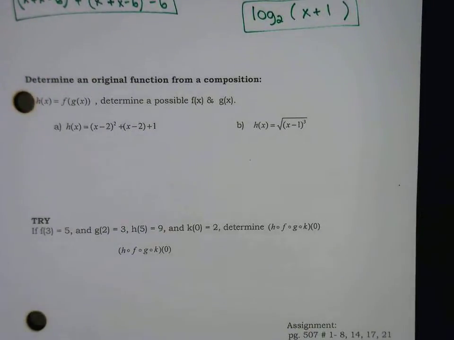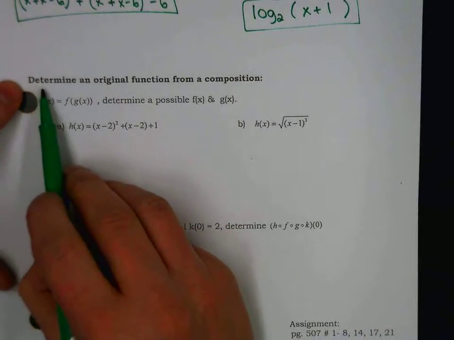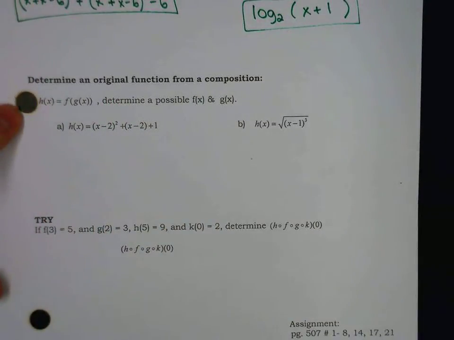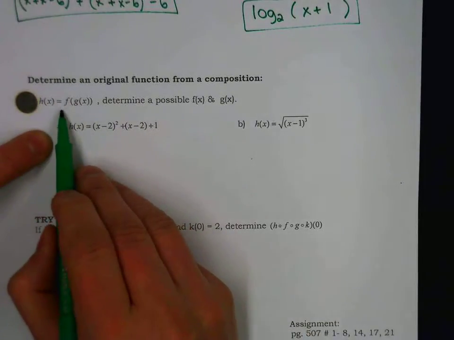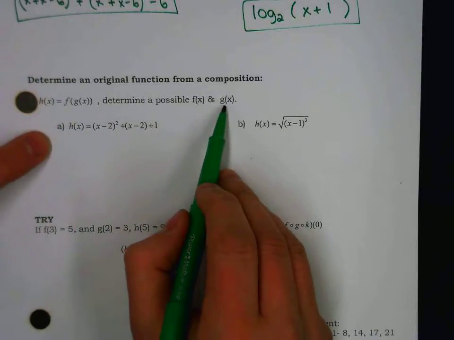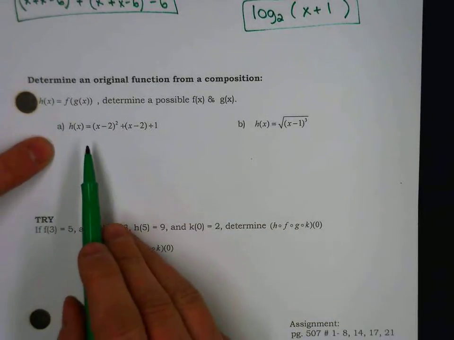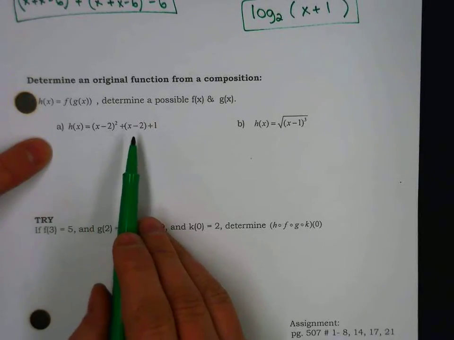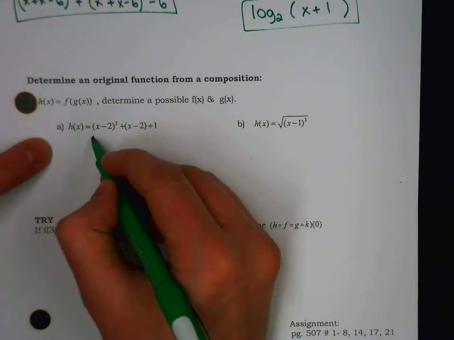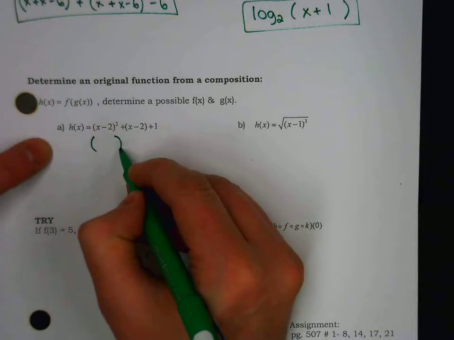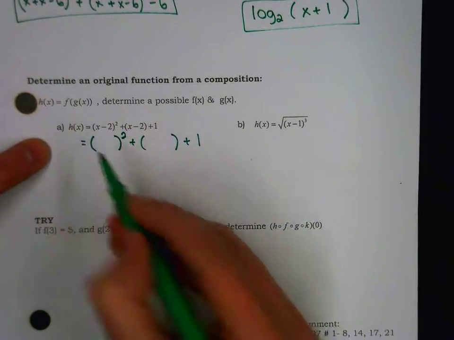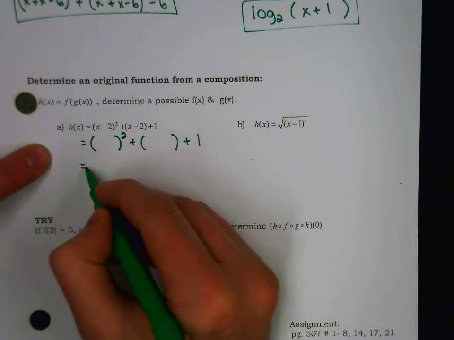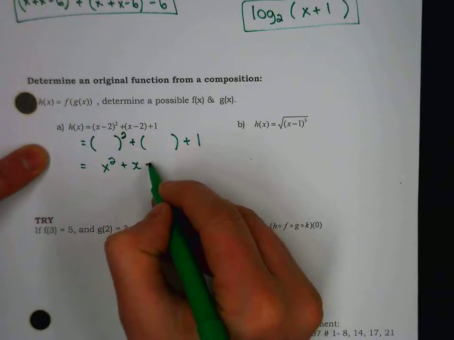Now the last couple questions get us to think a little bit more strangely. The question below asks us to determine an original function from a composition. So if the function h is created from g going into f, what is a possible f of x and g of x? When most people look at letter A, they see this repeated x minus 2. Imagine that instead of an x minus 2, you are leaving these blanks. And in place of those blanks were x's. X squared plus x plus 1.